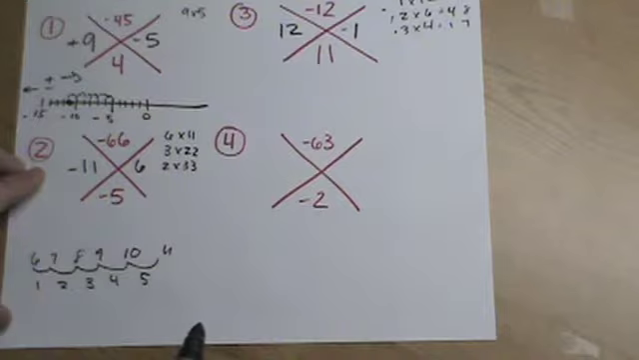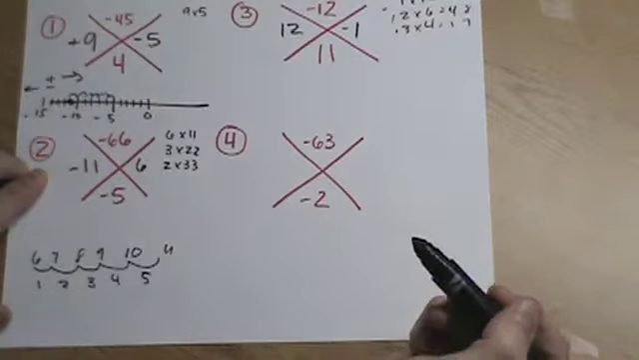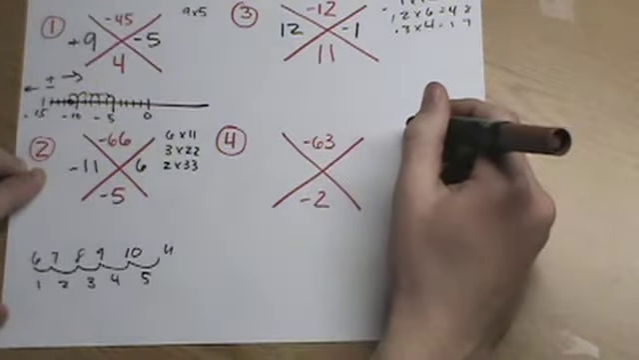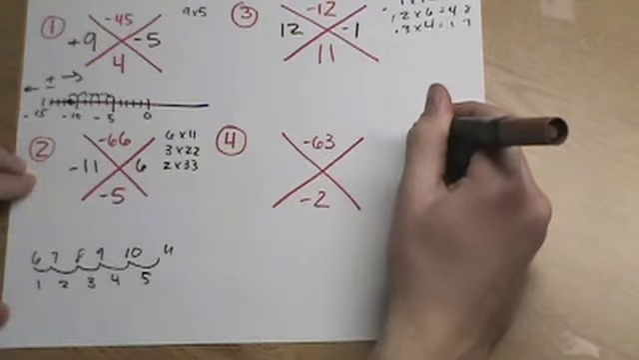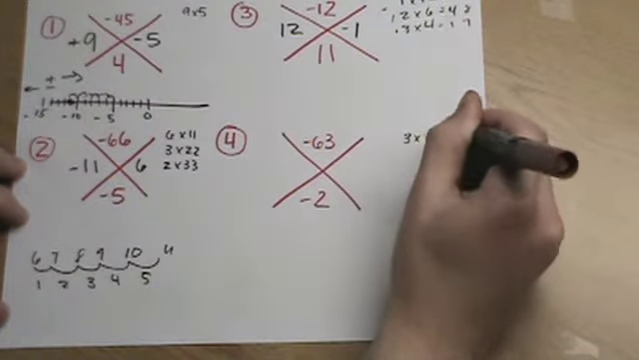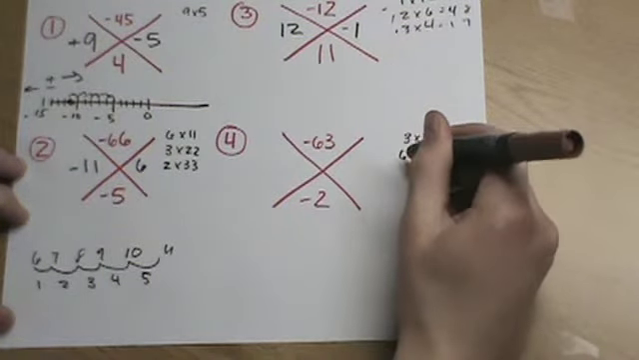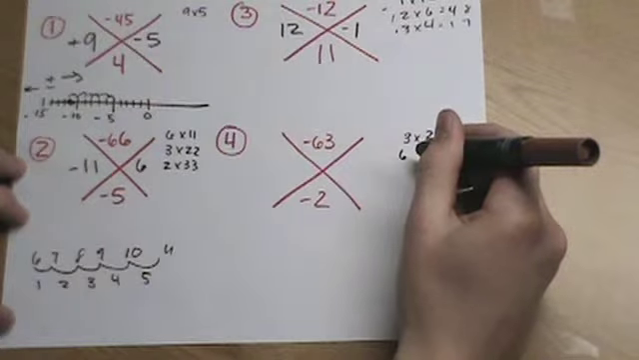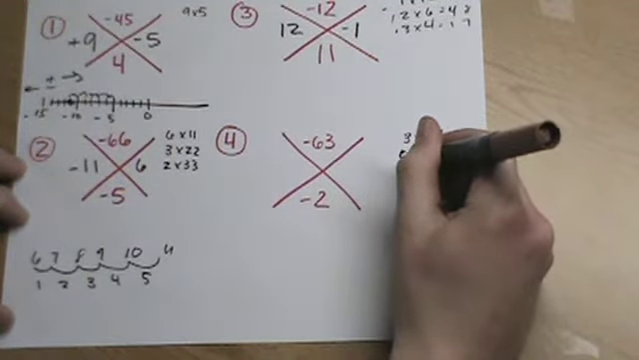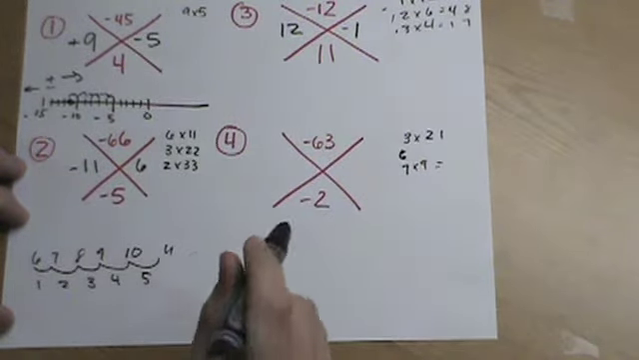Alright, let's do another example. Negative 63 and negative 2. So let's write out what times what equals 63. Yeah, 63, not negative 63, 63. So we could do 3 times, let me think, 21. 3 times 21 would be 63. We could do 7 times 9. That equals 63.